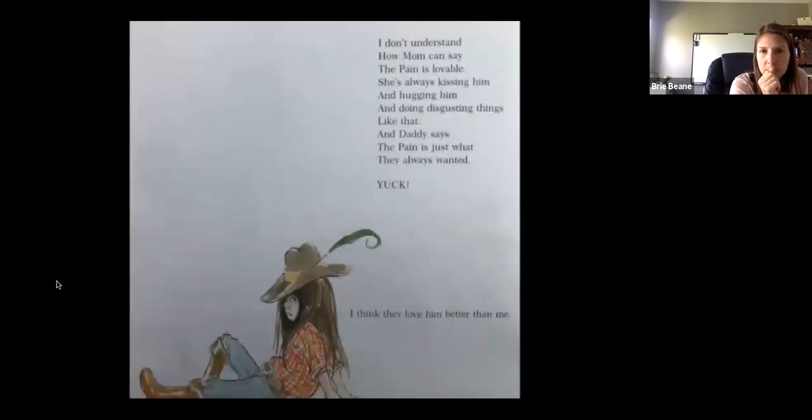That is the meanest thing of all. I don't understand how Mom can say the Pain is lovable. She's always kissing him and hugging him and doing disgusting things like that. And Daddy says the Pain is just what they always wanted. Yuck. I think they love him better than me.